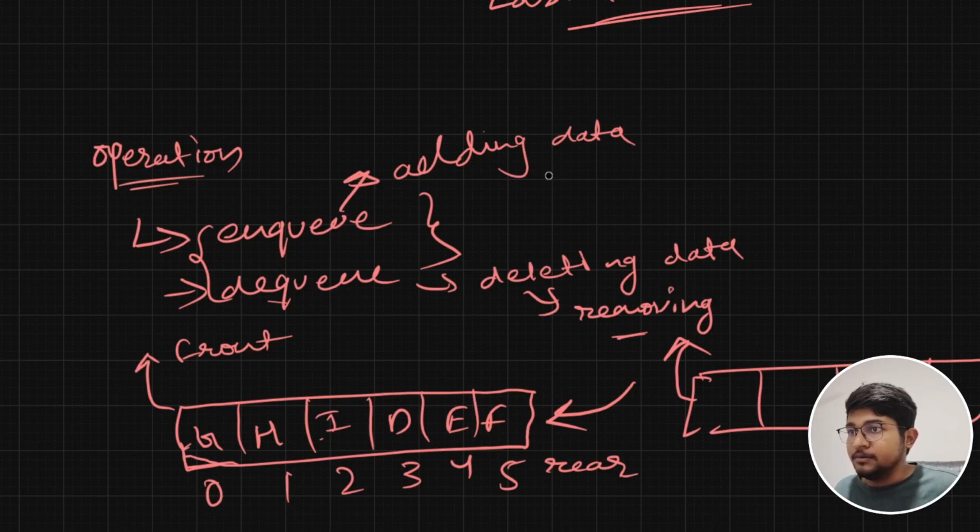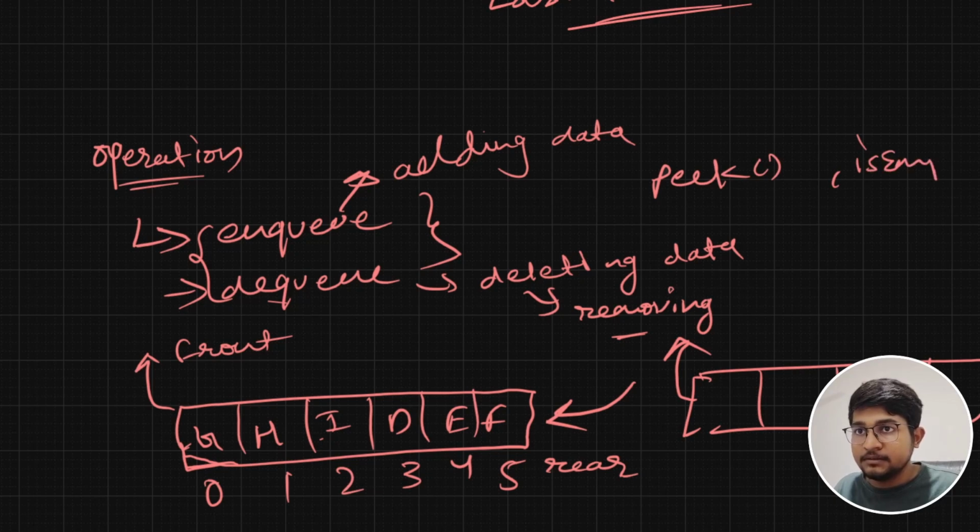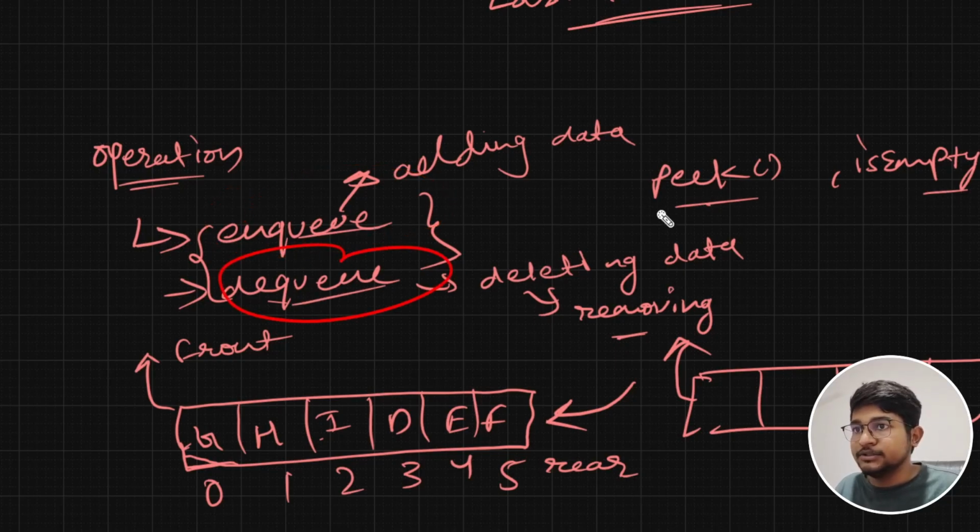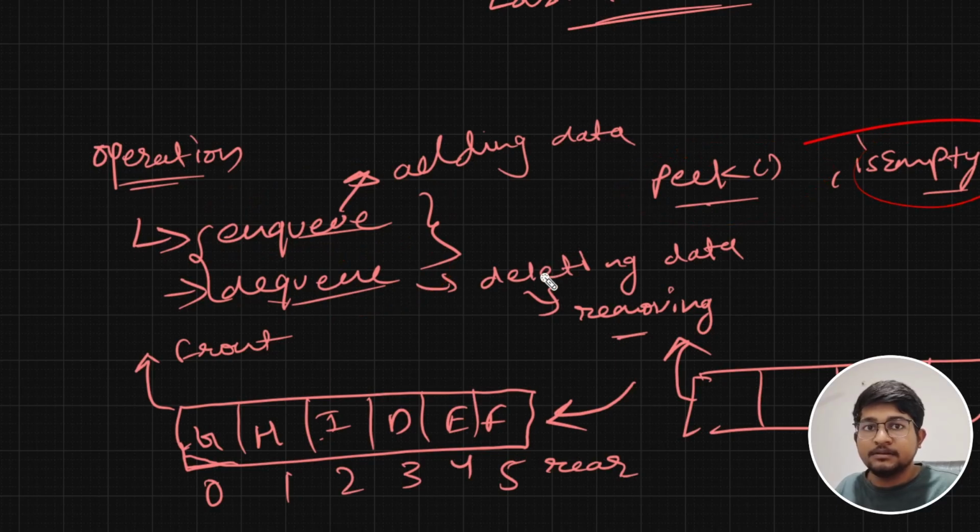Okay, so here we have peek, we have isEmpty. Yeah, these four only we have. Fine. Enqueue, Dequeue, peek, isEmpty. Fine.